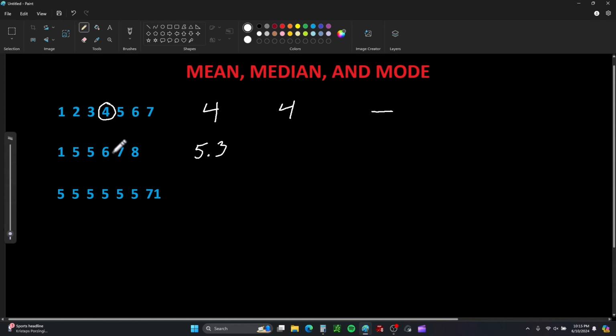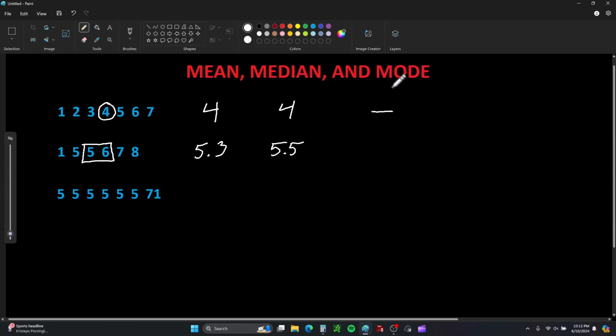Now, the median is the middle number. In this case, there are 6 numbers, so there isn't a middle number. So what I do is I take the 2 middle numbers, I add them together and divide by 2. So I'm taking the mean of the 2 middle numbers. When I add them together, I get 11. When I divide by 2, I get 5.5. That's not really much of a difference between the two numbers.